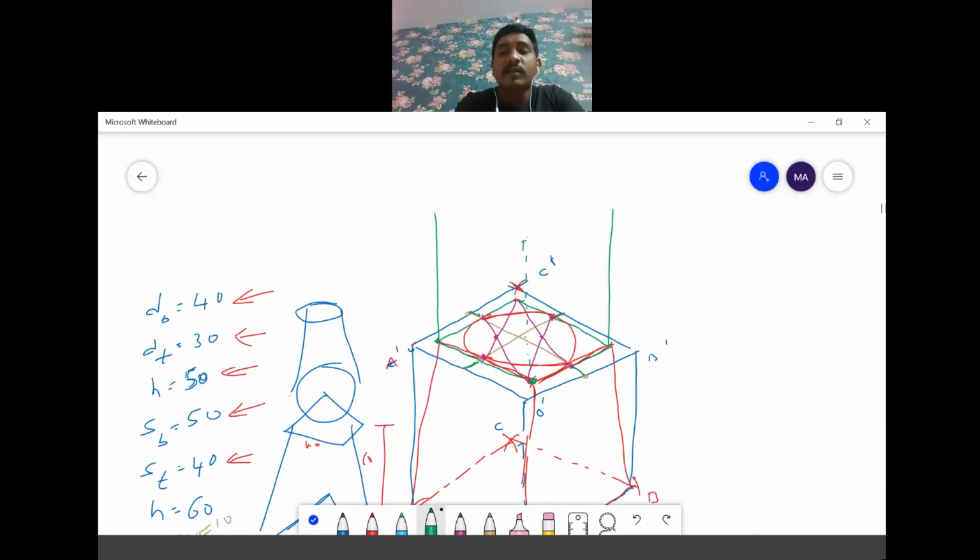From this point, I'm extending this point to 50 mm, this point to 50 mm, and this point to 50 mm. So I am joining this line and this line here. So I am joining this line and this line. After that, again I am taking, here he has given the bottom side is 40, so this side is 40.